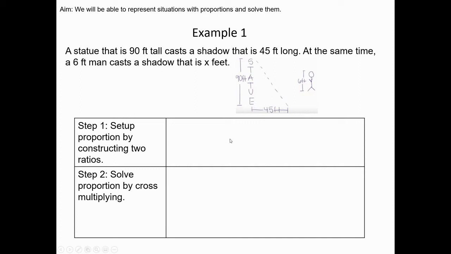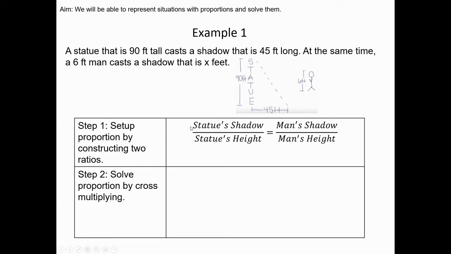So remember, proportions have two ratios. So we're going to have two fractions right here. For the first fraction, what if we compare the relationship between the statue's shadow right here and the statue's height? If the same light source is beating down upon the statue and the man, then the comparison of the statue's shadow and the statue's height should be the same as the man's shadow and the man's height. So now this is all set up. We can now start putting in our numbers.